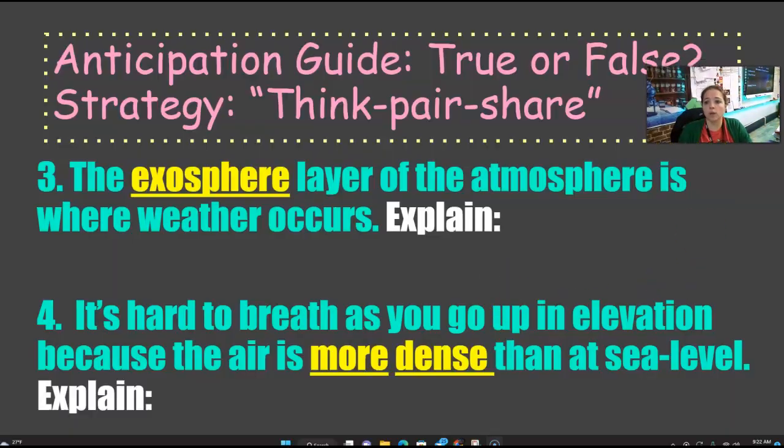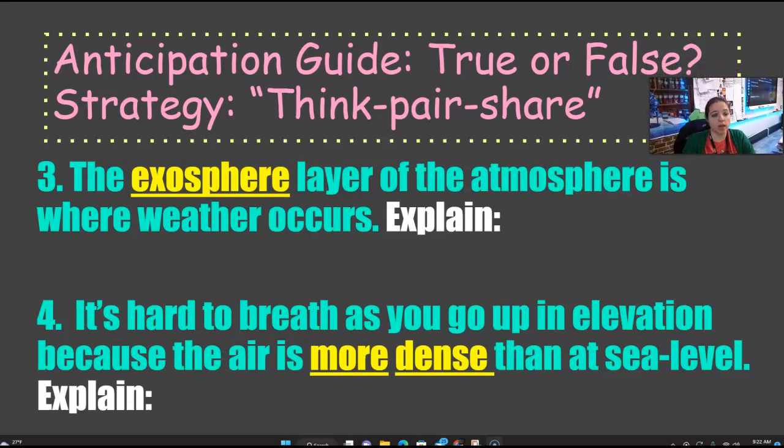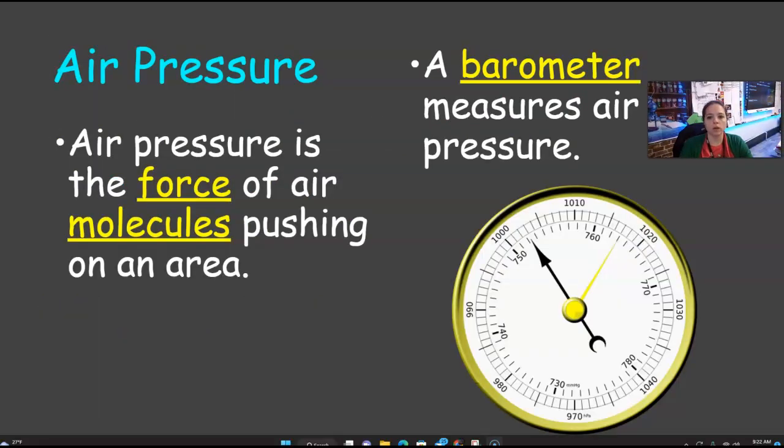All right, first off, we're going to flip to the anticipation guide, 3 and 4. On the left-hand side where it says before, write true or false, even if you don't know. Make a best guess. Maybe you do know. Number 3, the exosphere layer of the atmosphere is where weather occurs. True or false? Number 4, it is hard to breathe as you go up in elevation because the air is more dense than at sea level. True or false?